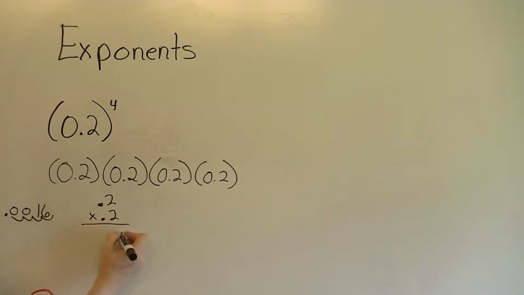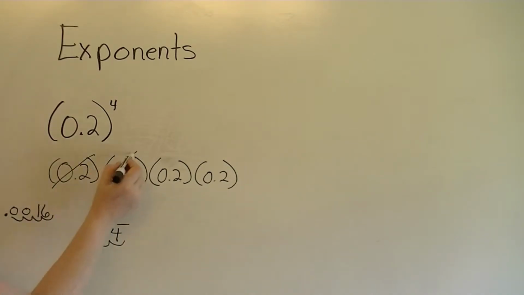Now, if you wanted to solve this, you could try it another way. 0.2 times 0.2 would be 4. There's 2 decimal places, so that means you have to take 2 hops, which would be 0.04. So we use both of these.